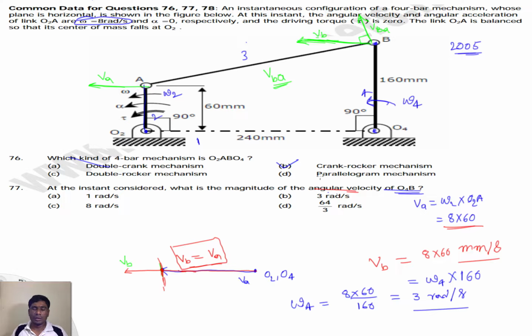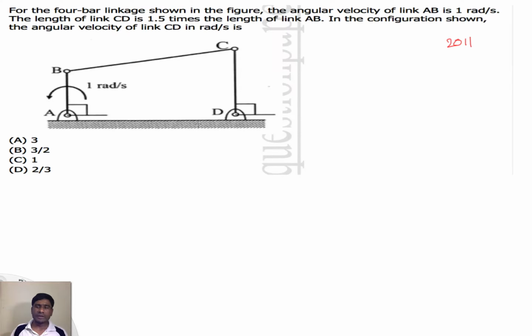Here one interesting observation is, whenever a 4-bar mechanism or any mechanism is given, and if these two links, link 2 and link 4, are like this as shown in the present configuration, that means if these two are parallel to each other, then the velocity at the end of link 2, that means at point A, is equal to the velocity at the end of link 4, that is at point B. So we can directly consider this relation, and we can save some time.